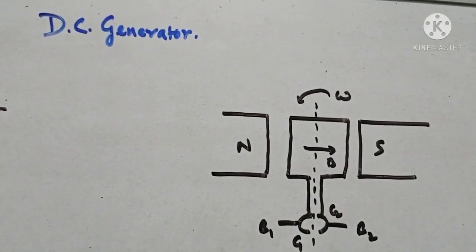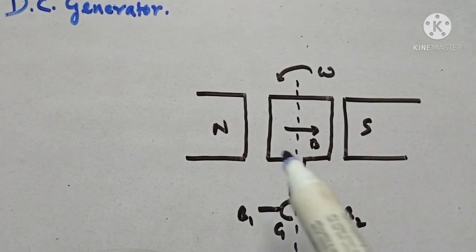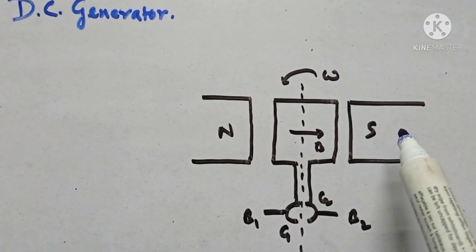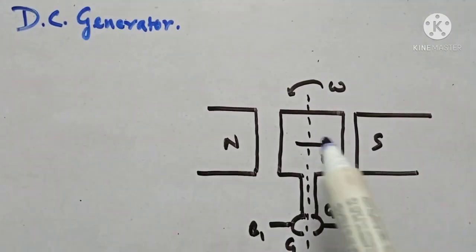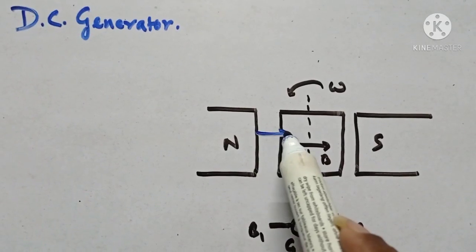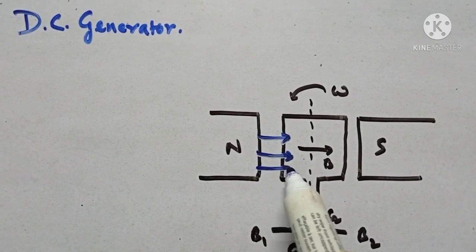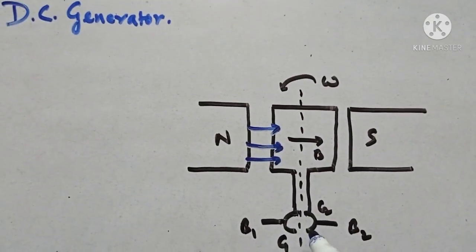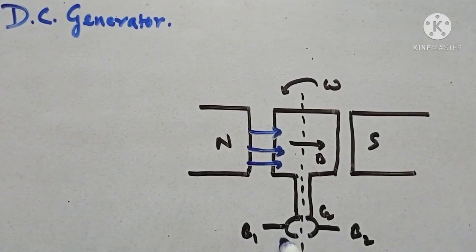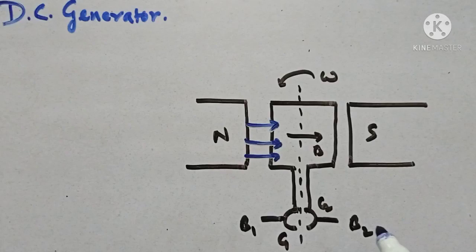This is a DC generator. Here is a picture of a DC generator. You see two magnets, north and south pole. The direction of the magnetic field is from north to south. And here is your coil, and the coil is connected to a split ring. This is a split ring and two carbon brushes, B1 and B2.